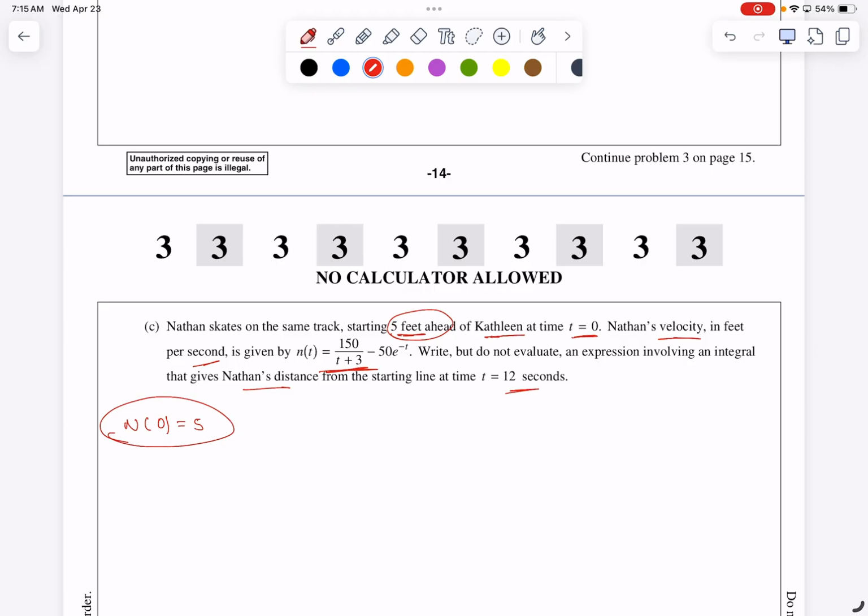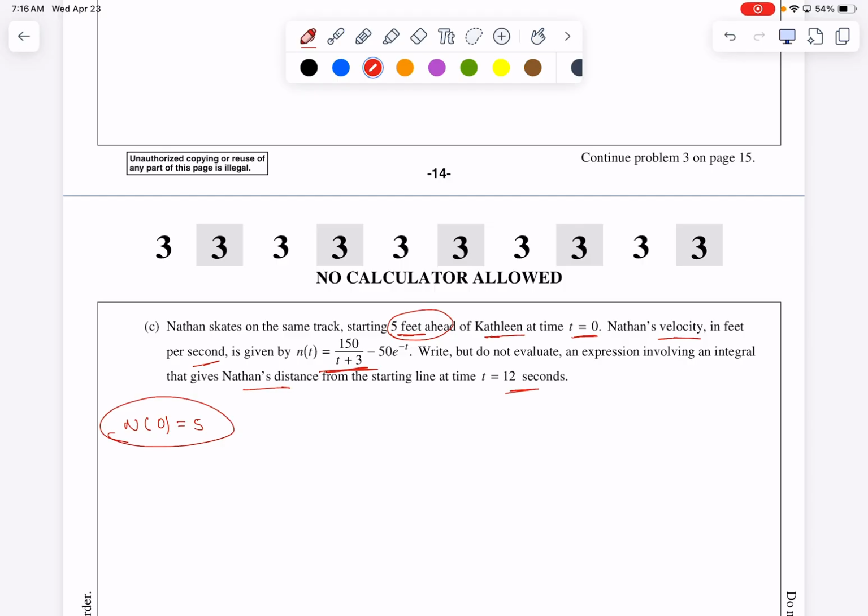So you know he's going to the right. He's going in a straight line. But he starts how far from the starting line? So you got to do start plus displacement. You need to remember that. Start plus displacement. Okay, so if you want to figure out Nathan's position at 12, how far he is from the starting line, remember he started 5 feet away from the starting line. Then you got to add in his displacement from 0 to 12.